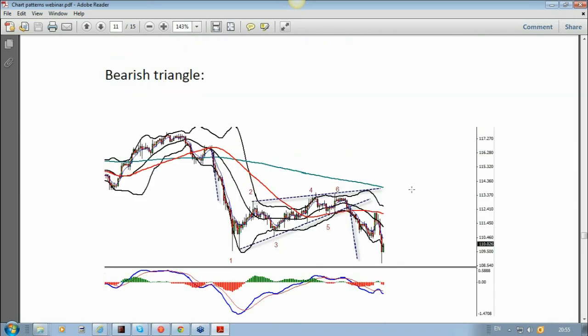Yes, German asks, the wedges have to be at the end of a trend generating divergences. Yes, triangles will be during the trend. So if you have down move, triangle, it will probably continue down.